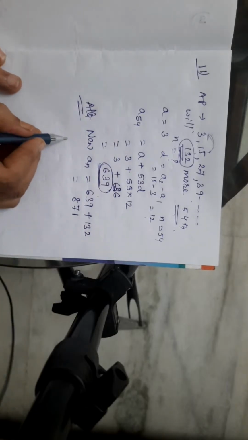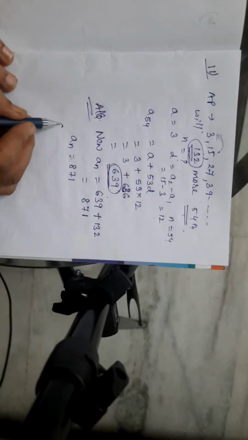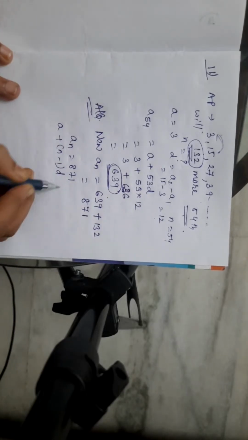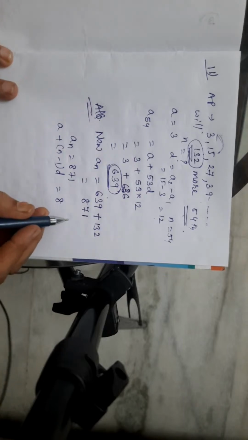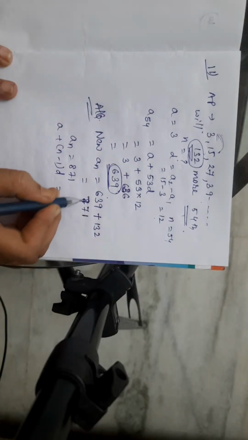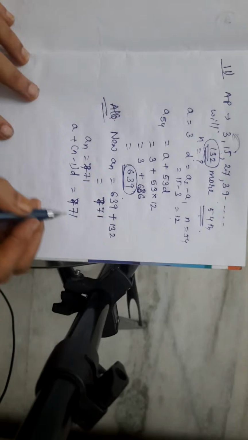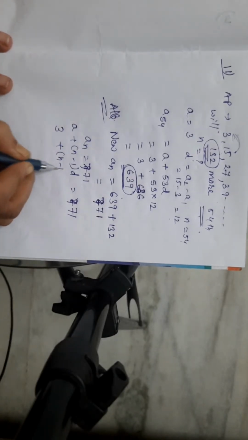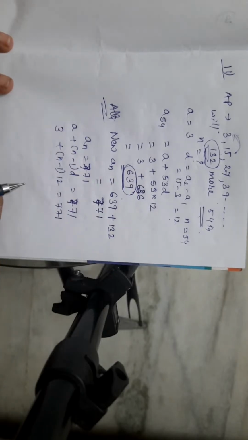So let's find out. An is given 771. The An formula is A plus (n minus 1)D. A we got 3 here. (n minus 1), value of D is 12, is 771.